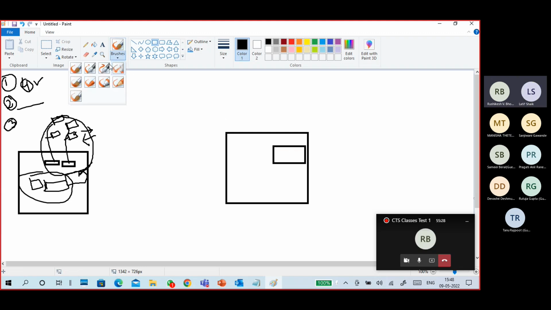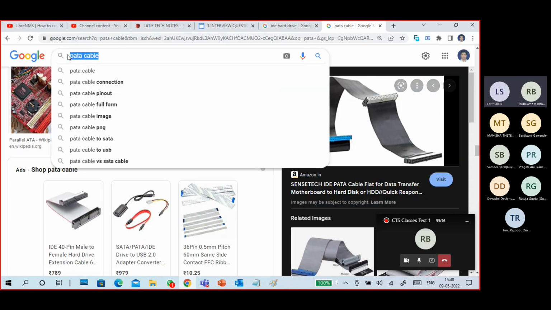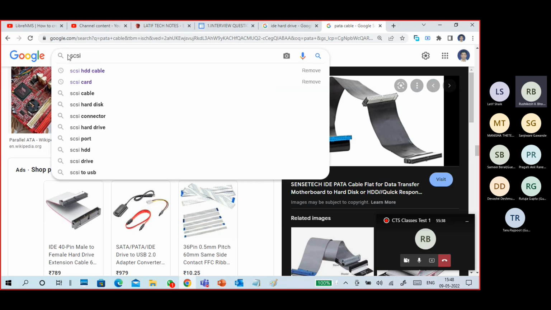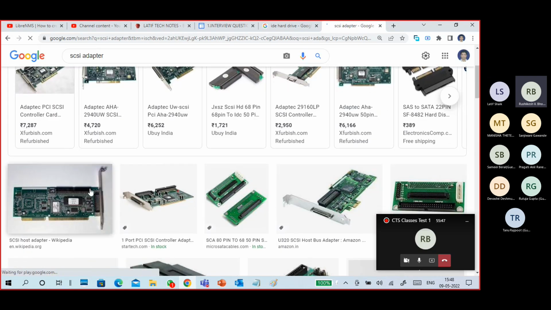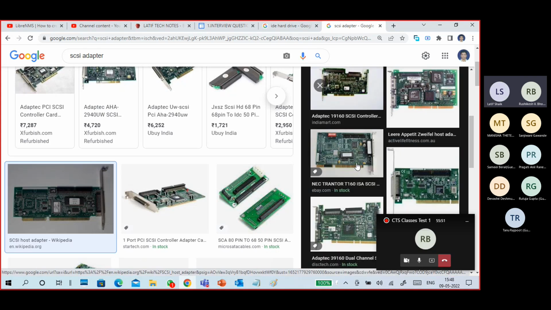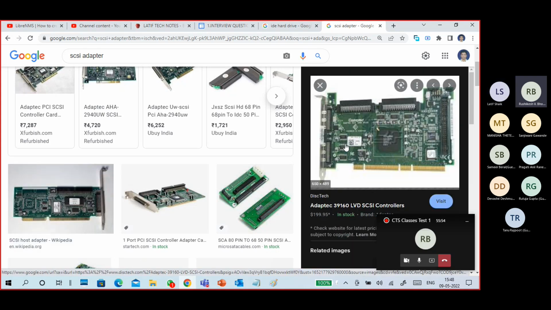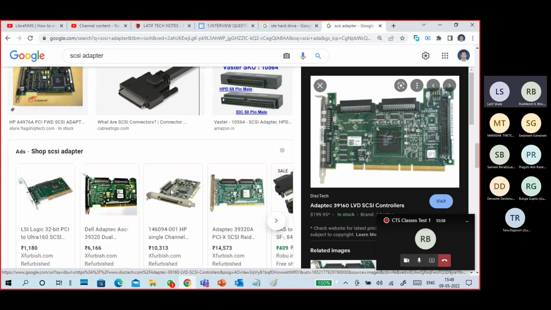So we have a small controller, like an adapter. You have seen NICs, right? Like that, SCSI controllers are also there. SCSI adapter. You can see SCSI adapters. These are all SCSI adapters. We can directly insert them on your motherboard, for example a server motherboard.